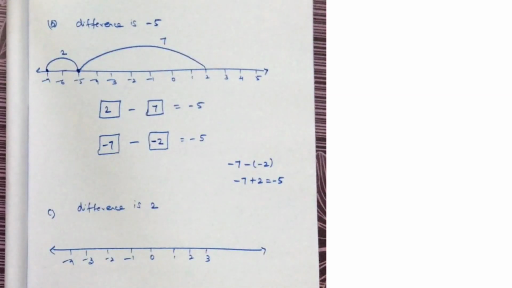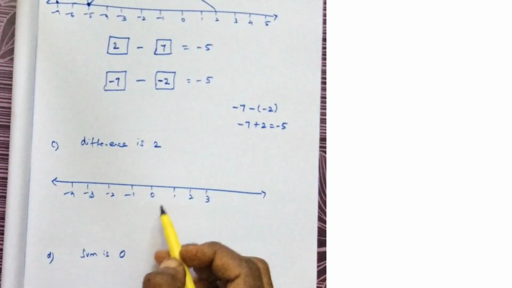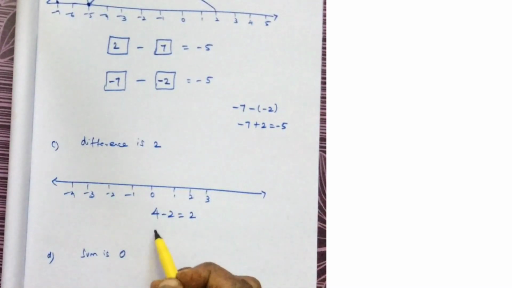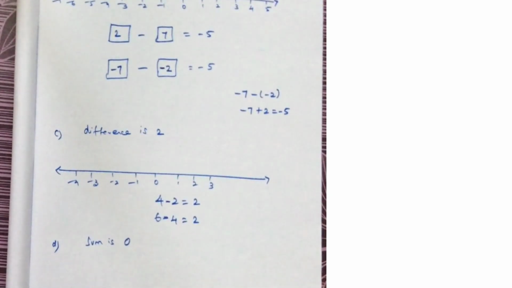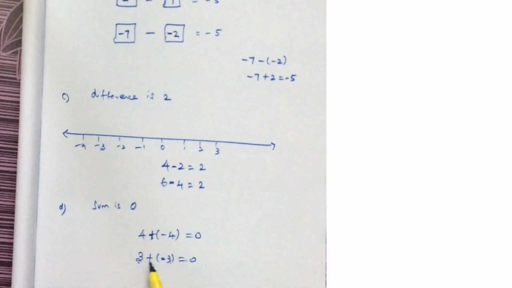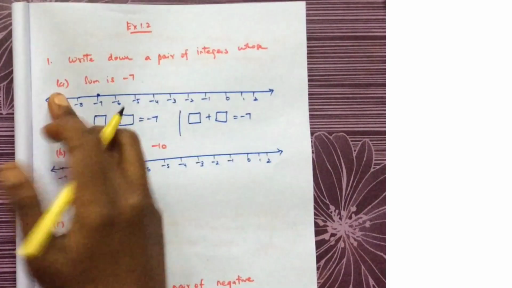Next is difference is 2. I think you don't need a number line to solve this. We can write 4 minus 2 is 2, 6 minus 4 is 2. Only thing you note here is the difference is 2. The last one is sum is 0. So 4 plus of minus 4 is 0. 3 plus of minus 3 is 0. If I add two integers, the sum is 0. Now we are going to start with exercise 1.2, the first problem.